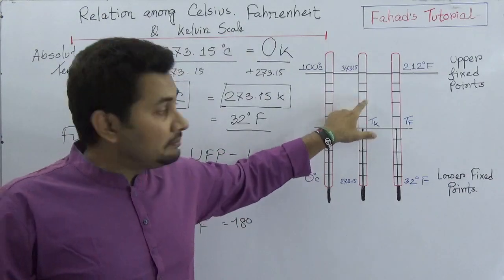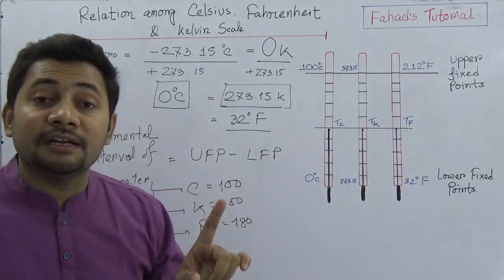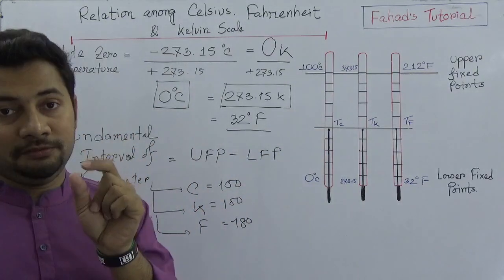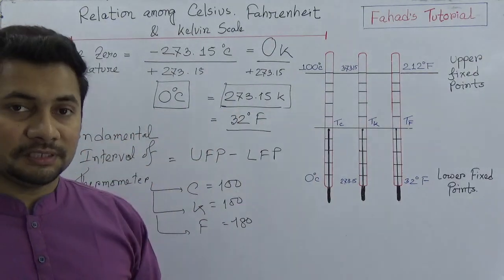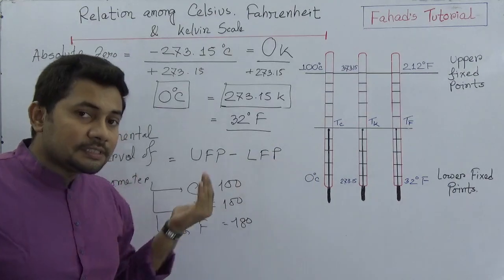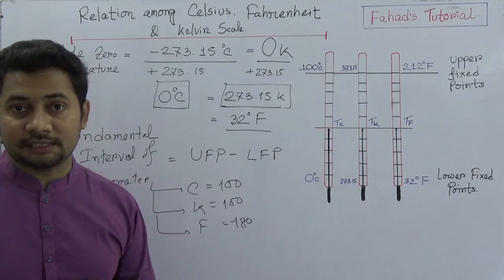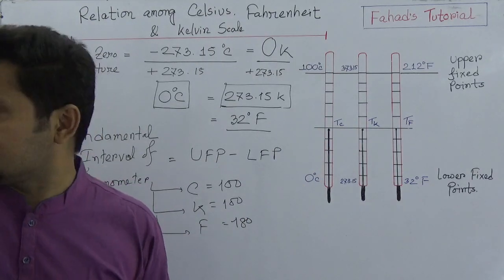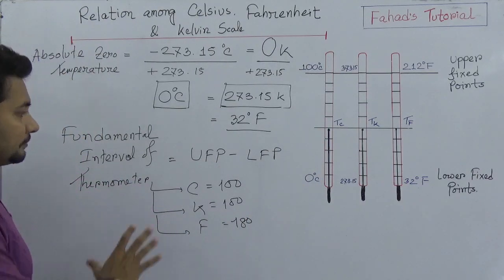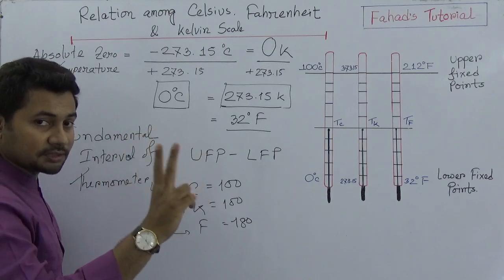Here is also 100, but here there are 180 segments in between the lower and upper fixed points. So if we ask what the relationships are between these three scales, we will find an equation like that. What are the equations? First, you should understand two terms that I explained.